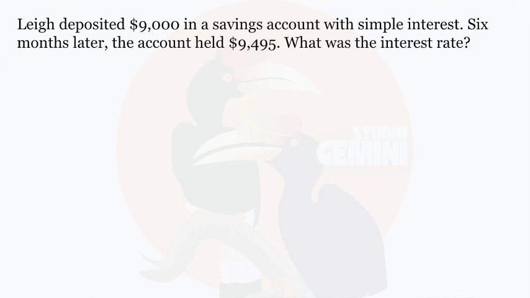Leah deposited $9,000 in a savings account with simple interest. 6 months later, the account held $9,495. What was the interest rate? Since we're again finding the interest rate, we'll solve this problem in a similar fashion to the last one. The principal is $9,000. The rate is unknown. And the time in years is, we're not given the time in years. How do we express 6 months in years? Since there are 12 months in a year, we can write this as 6 months out of 12 months, which is half a year, 0.5.